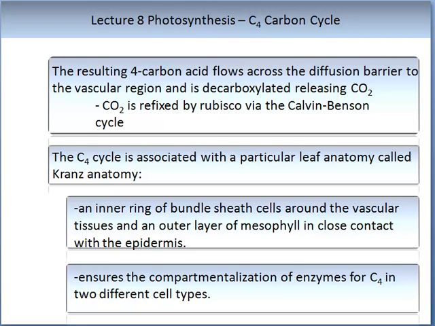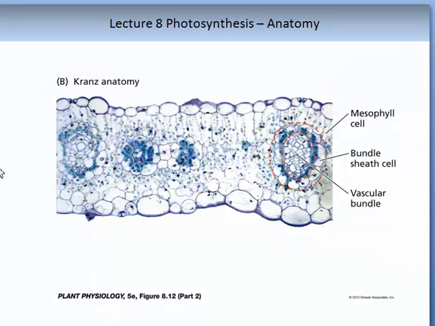The C4 cycle is associated with a particular leaf anatomy, and this is called the Kranz anatomy. An inner ring of the bundle sheath cells around the vascular tissue and an outer layer of mesophyll in close contact with the epidermis describes this anatomy. This anatomy enables the compartmentalization of enzymes for C4 in two different types of cells. So, as in many things in plant physiology, the structure is very linked to the mechanism.